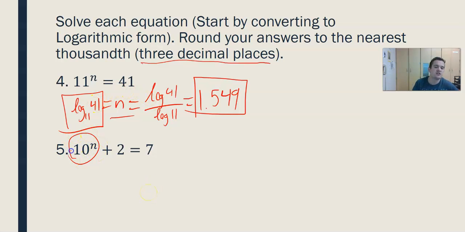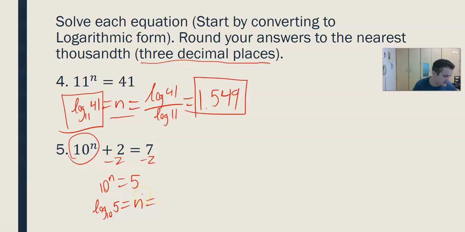So here, first I need to isolate my exponential expression, so I'm going to subtract 2 on both sides and get 10 to the n equals 5. Now to get n by itself, I'm going to need to change this to a logarithm. So log base 10 of 5 is equal to n.